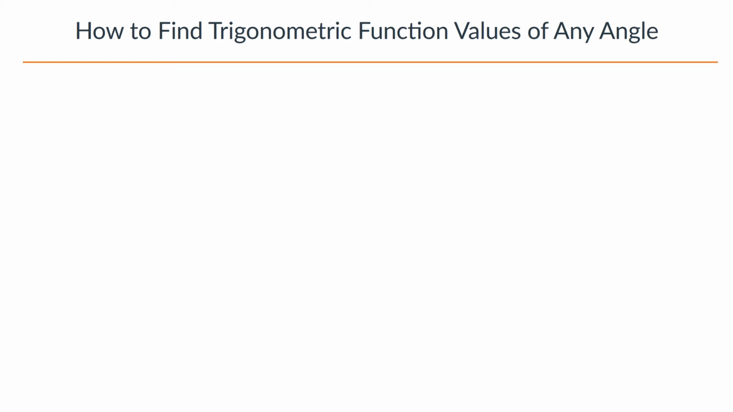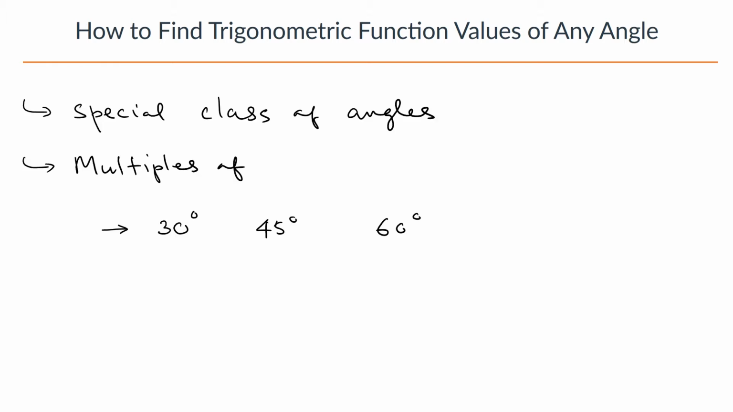In this video, we're going to learn how to find the trigonometric function values of any angle. There's a special class of angles which are multiples of 30, 45, or 60 degrees, or in radians, pi over 6, pi over 4, or pi over 3. If any angle is a multiple of any of those, then we can find the exact value using the method discussed here.